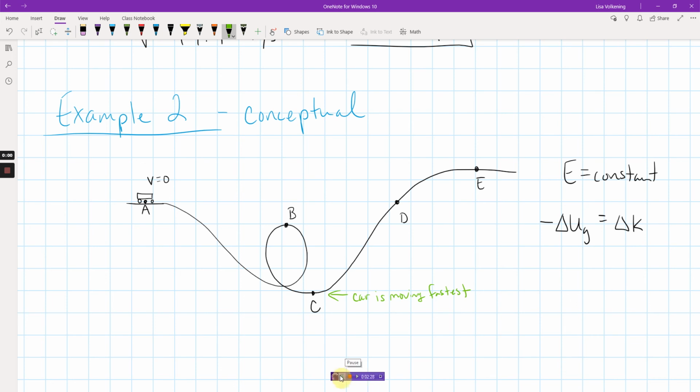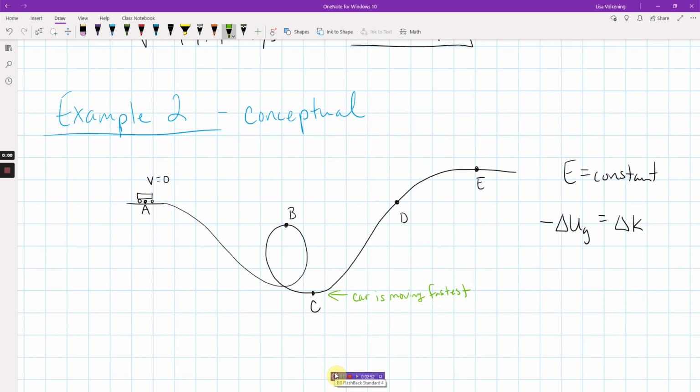They also might ask you to what point the car reaches, or what's the highest point the car reaches. Or they might ask something like, does the car reach a given point? Let's ask it that way. Does the car reach points B, C, D, E? So here's where something interesting comes up.